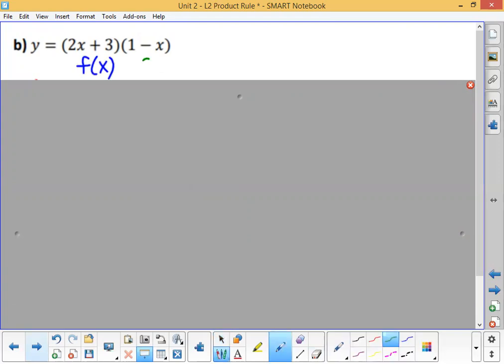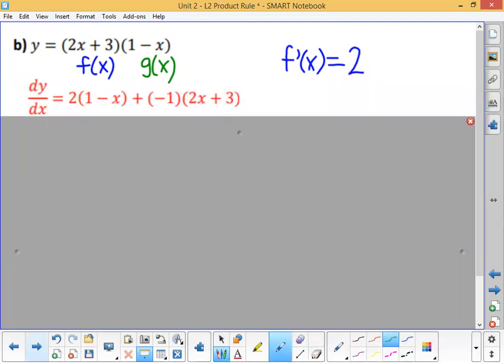And we have our g of x. So on the side, I'm going to figure out f prime of x. That's simple: 2x plus 3. The derivative of that, using the power law, is 2. And for g of x, g prime of x would be equal to negative 1.